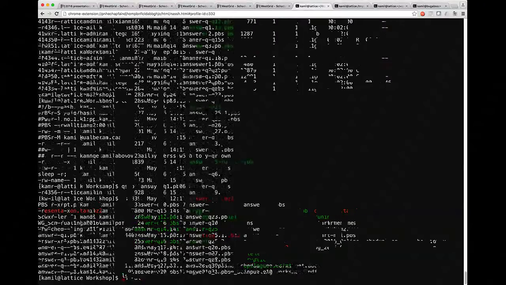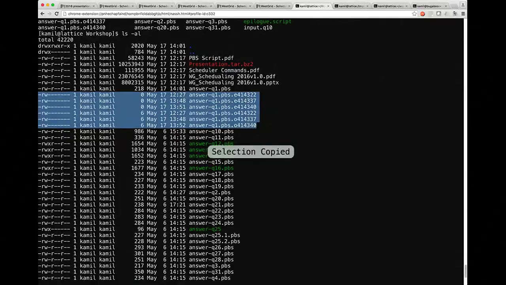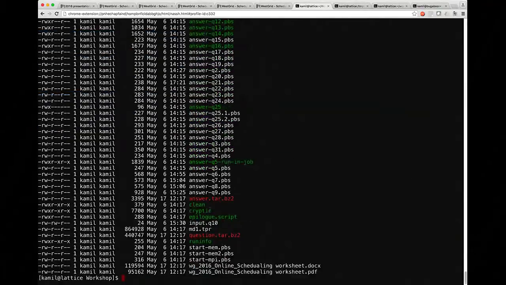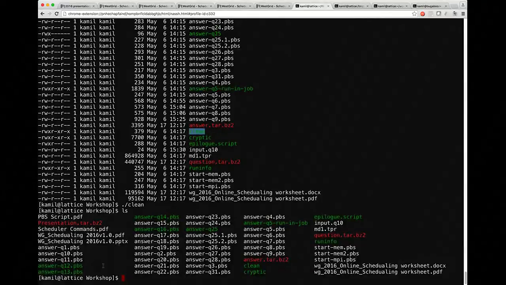So the other thing is that we're going to be generating a lot of these output files. I included a number of scripts here with the question.tar bundle. One of those scripts was clean. Basically, it just removes all those job outputs. There's going to be a lot of those as we go through.